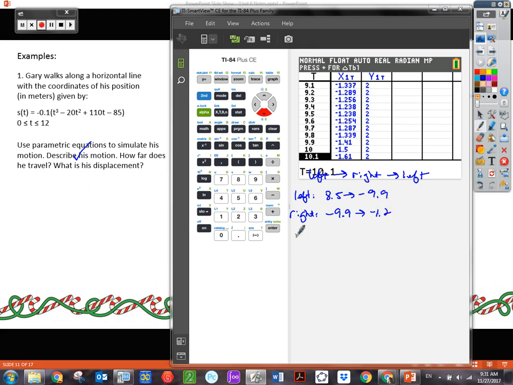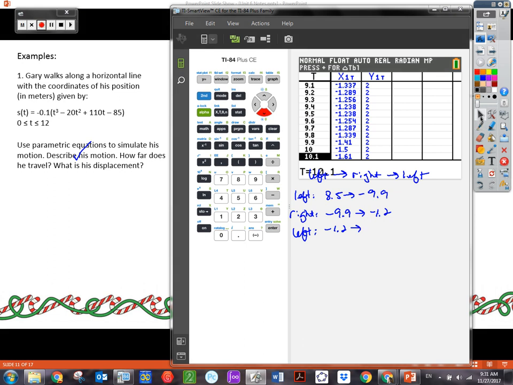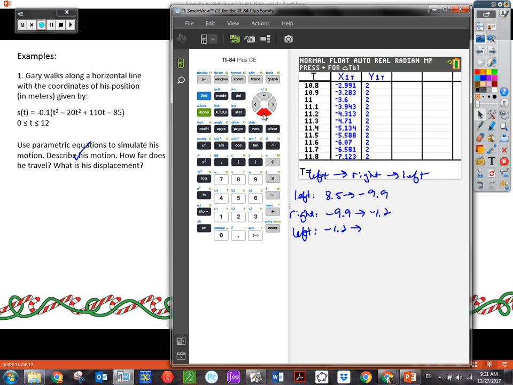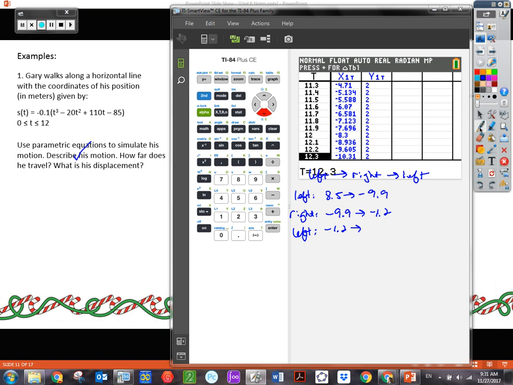So on the last leg, he's going left again. He starts at negative 1.2, and we just really need to go to 12, right? Because the time is to 12. So we're going to just scroll down to 12, because that's the end of the time, and see where he ends up. Okay, so at 12, he ends up at negative 8.3.